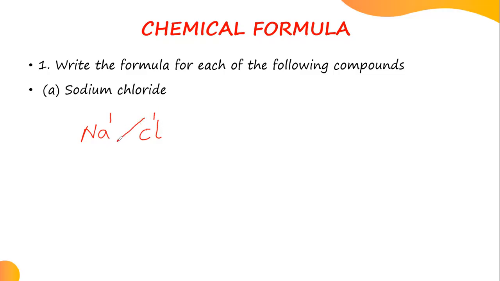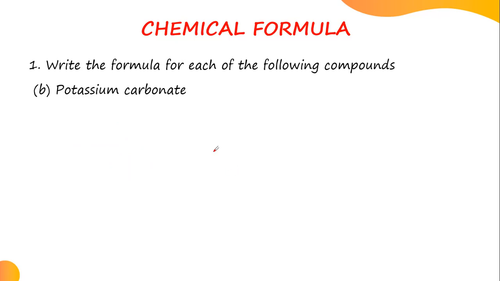Then you exchange, that's the third step. Once you exchange, what did we say? If the valence or the number is 1, what do you do? Do not write it. So that's how you write sodium chloride as a chemical. So quickly, let's go to potassium carbonate.